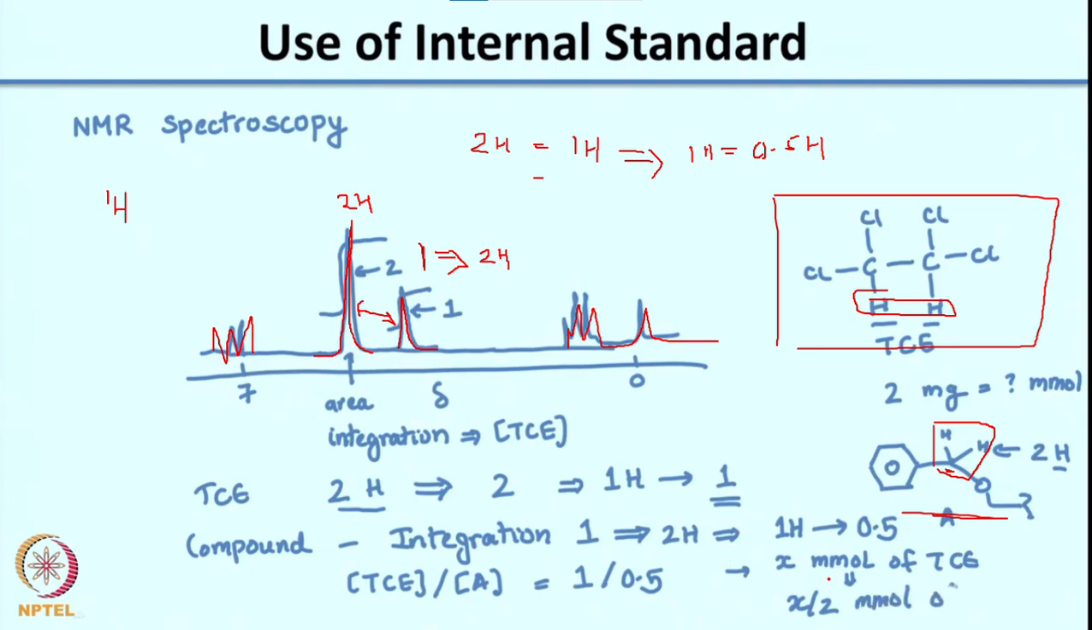So x millimole of TCS if present, if 2 millimole suppose is present, that means 2 by 2 millimole of substrate or product is present, right? So this is a relative value we are finding with the use of internal standard.